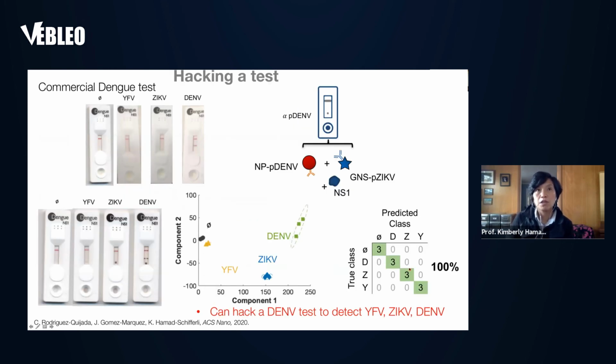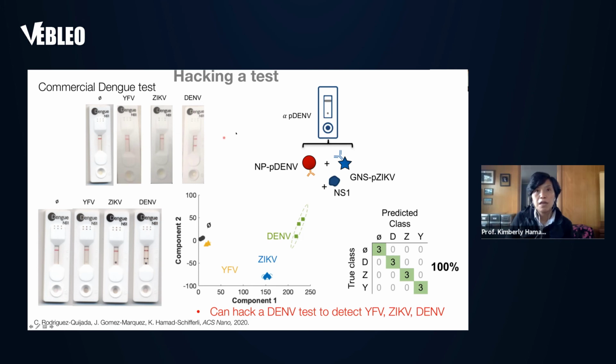Okay, finally, we put this all together and we try to hack a test. Can we take a commercial dengue test that is out there, which is engineered to only detect dengue, and add more reagents to it, basically Zika and dengue antibodies, to have it pick up yellow fever? If we run our commercial test with yellow fever and Zika and dengue, you can see that it only picks up dengue, but not yellow fever and Zika.